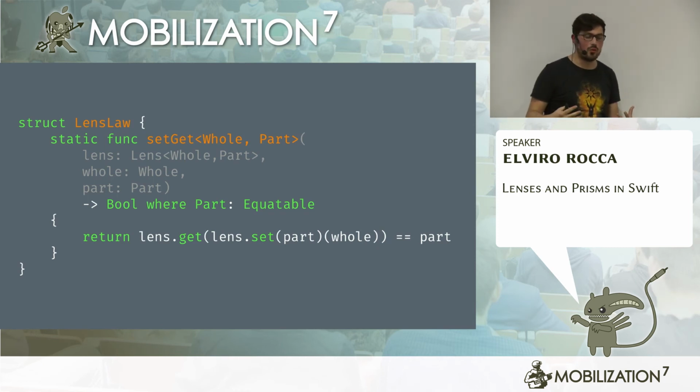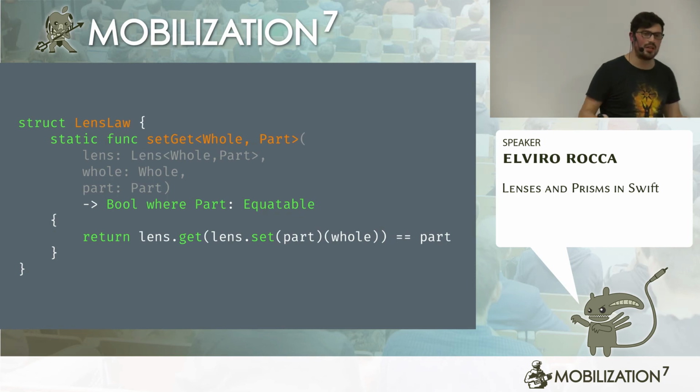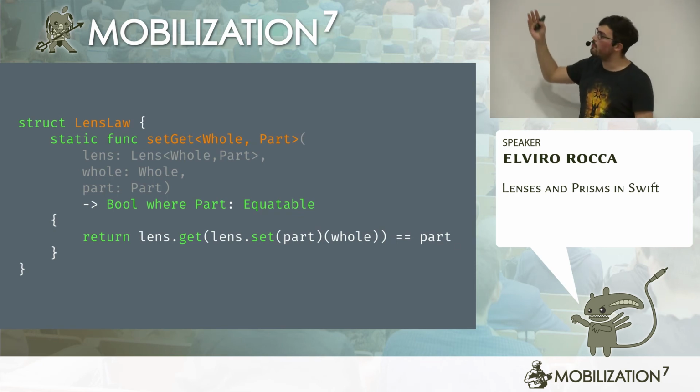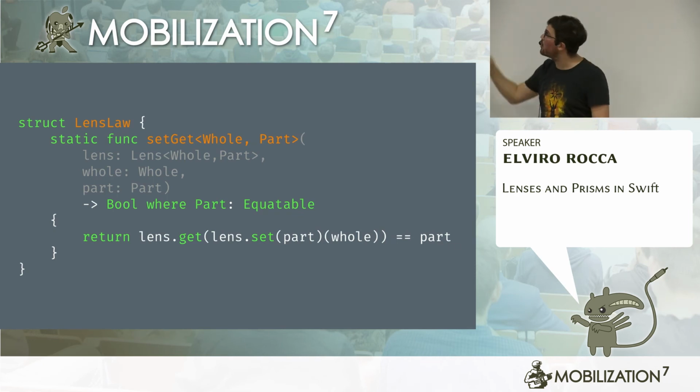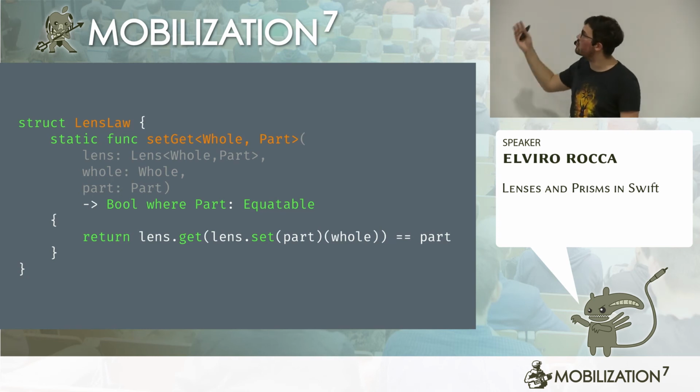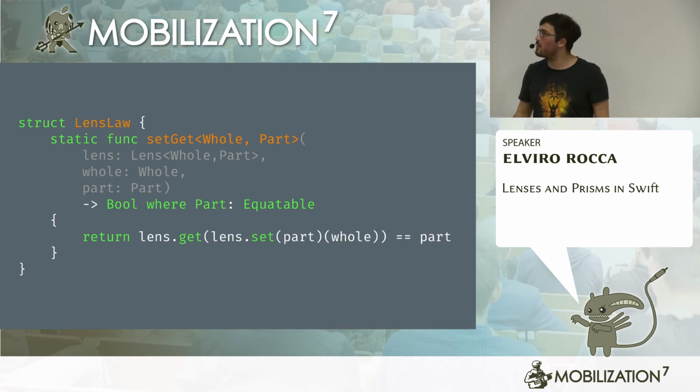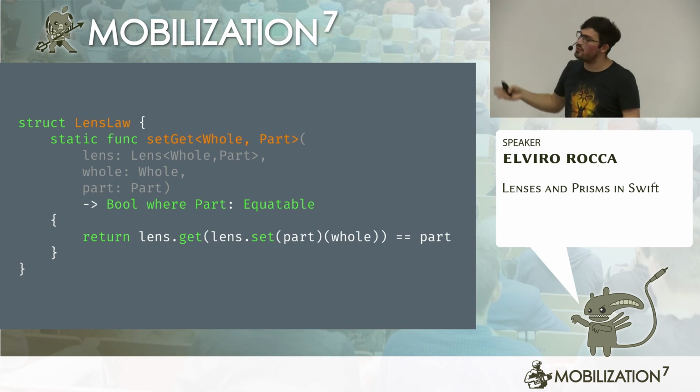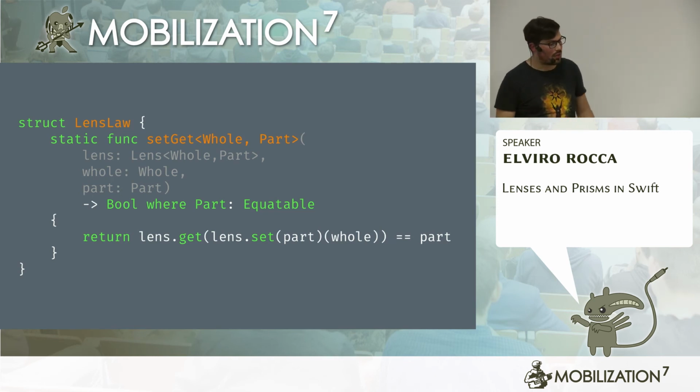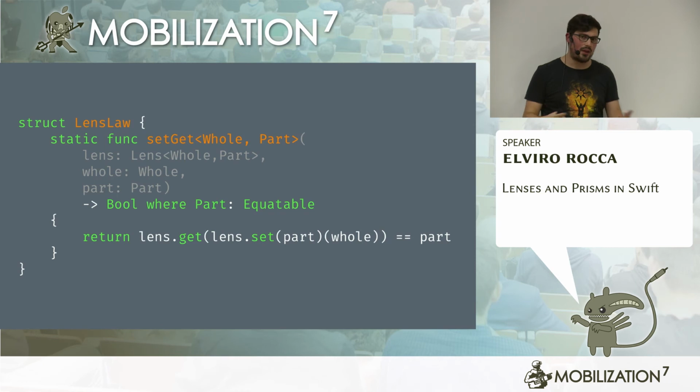What these libraries do is generate random data for me, a random hole and a random part, with the same lens. Then we call this function, and they assert that the function always returns true. Like 100 different holes and 100 different parts, they call the function. If the function returns true each and every time, I can be reasonably sure that my lens behaves. And I can do this for all the laws.